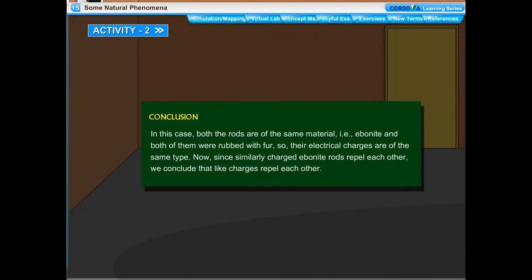Conclusion. In this case, both the rods are of the same material, that is, ebonite, and both of them were rubbed with fur, so their electrical charges are of the same type. Now, since similarly charged ebonite rods repel each other, we conclude that like charges repel each other.